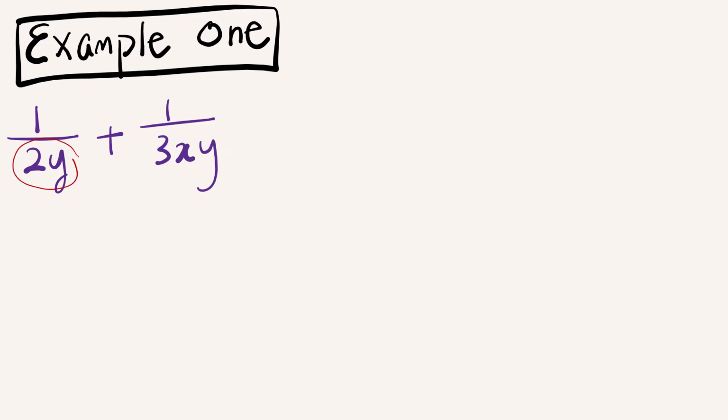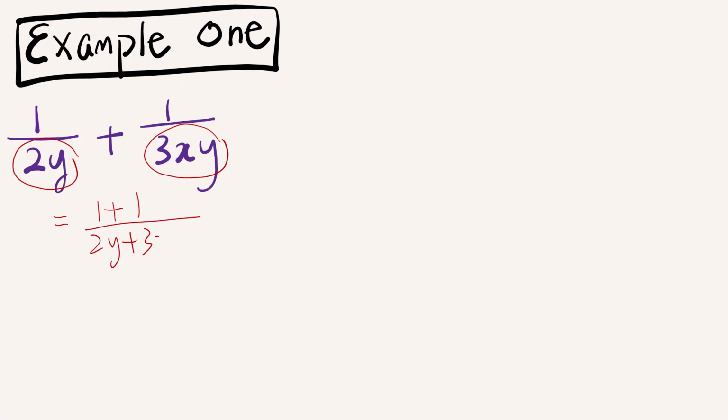Let's look at example 1. In example 1 we're given two terms here, 1 over 2y plus 1 over 3xy. Let's look at both denominators. The first one is 2y, the second one is 3xy. You see that they are not of similar terms. Therefore, we can't do it this way.